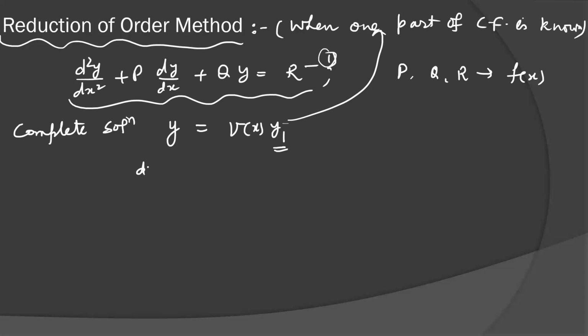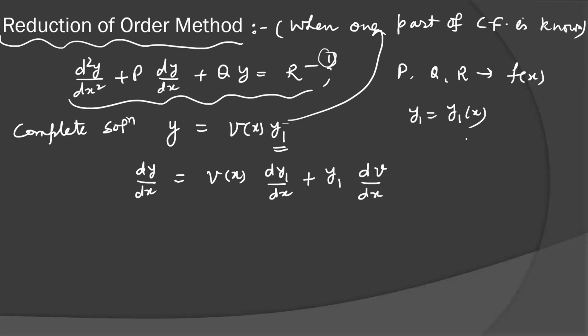So what will be dy by dx? Remember, here v is a function of x, not a constant value, because if it is a constant, then the solution will not be linearly independent. It will be linearly dependent only. So v(x) is a function of x, and we have to differentiate with respect to x. First, v(x) is outside, derivative of y1 will be dy1 by dx, plus y1 is outside. Y1 is actually y1 of x, a function of x, not a constant value. And derivative of v I am taking as dv by dx.